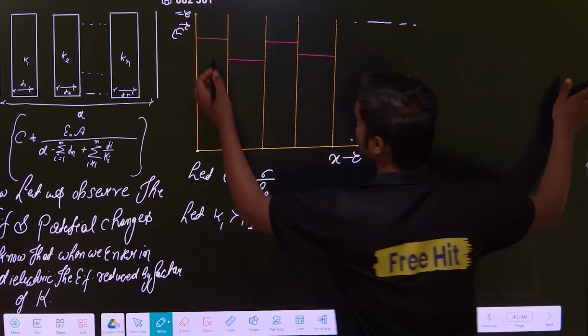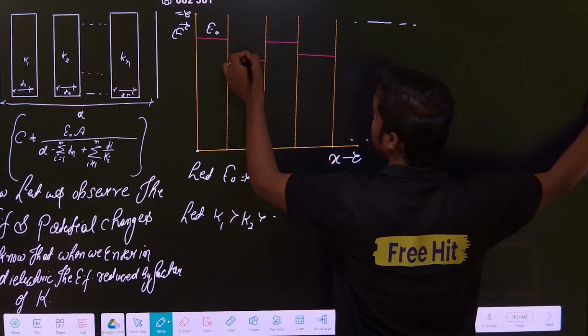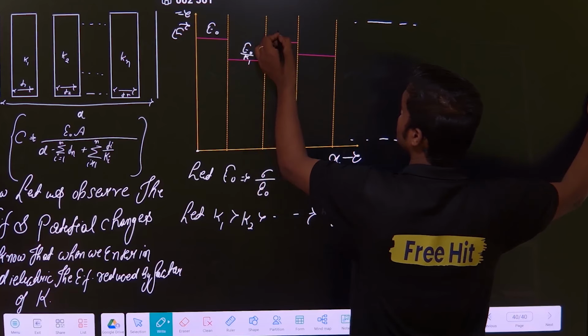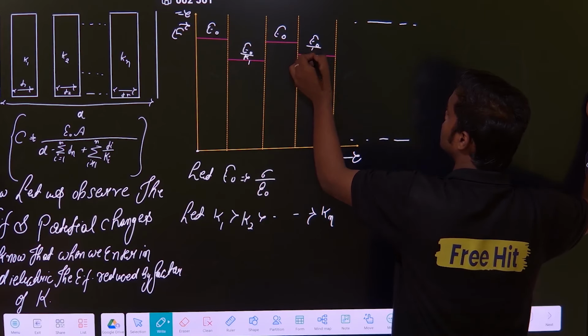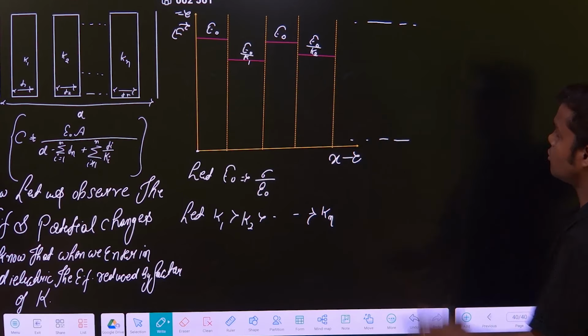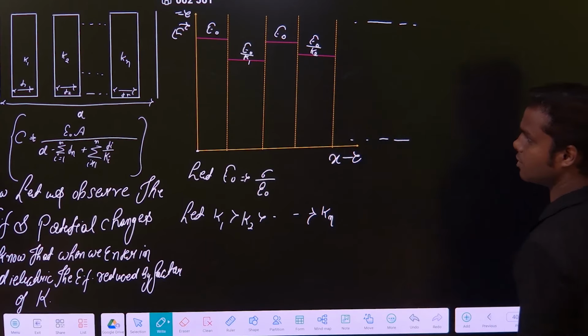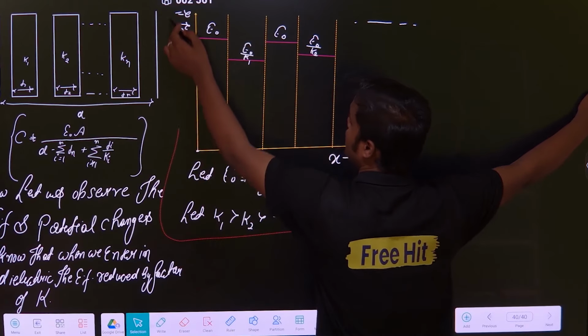Clear? So what is my electric field in this region? Here my electric field is E naught. What is the electric field here? This is E naught by K1. Again it becomes E naught. What is the electric field here? That is E naught by K2, like this. Are you getting my point? Are you able to understand how I am drawing the electric field? Any doubt till here?